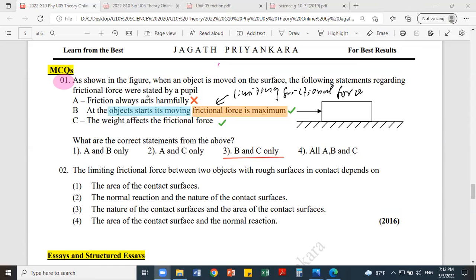Okay, then next one, question number 2. I'll erase the screen. Second MCQ, who can tell me the answer? Limiting frictional force between two objects with rough surfaces in contact depends on... This is 2016 O level. What is the best answer? Now, there can be more than one answer, then you should go for the best answer.